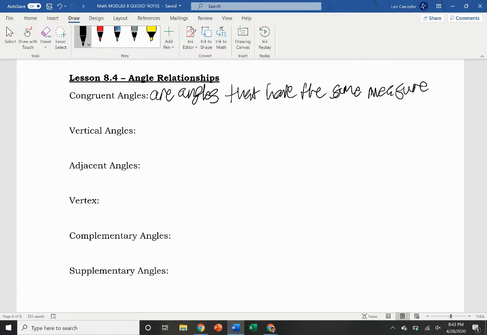Adjacent angles are pairs of angles that share a vertex and one side but do not overlap. The vertex of an angle is the point where the sides meet.